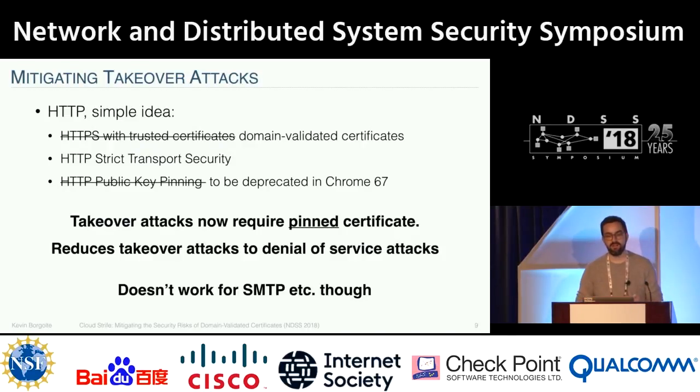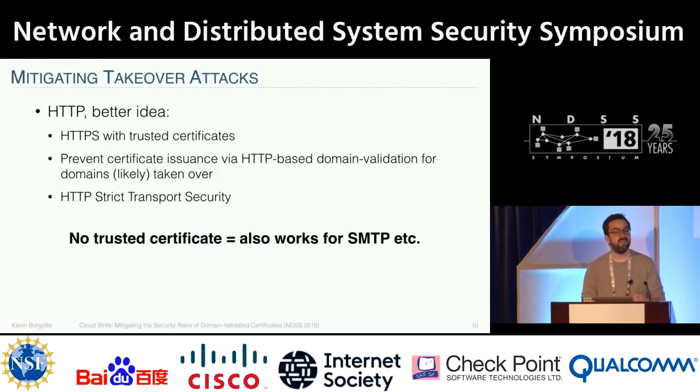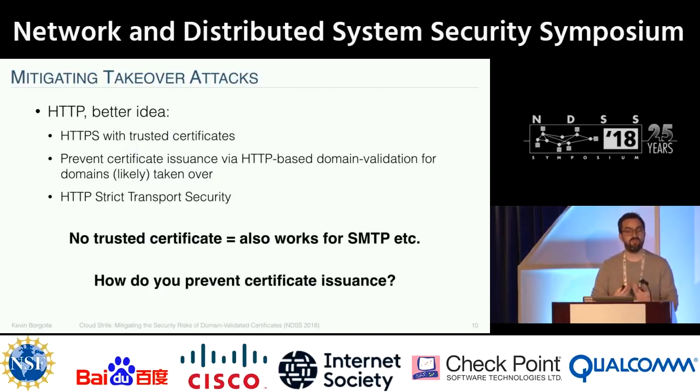So we decided we needed a better idea. Our idea was to start with the same set of goals and the same set of steps that we want to take, but now prevent certificate issuance when we think that a domain has likely been taken over. This also works in cases where we might have SMTP, because if an attacker can't get a certificate and there's certificate checking by the client, then there's no connection. But the question now becomes, how are we going to actually prevent certificates from being issued? How can we detect that a domain, or the IP address behind the domain, has actually been taken over?